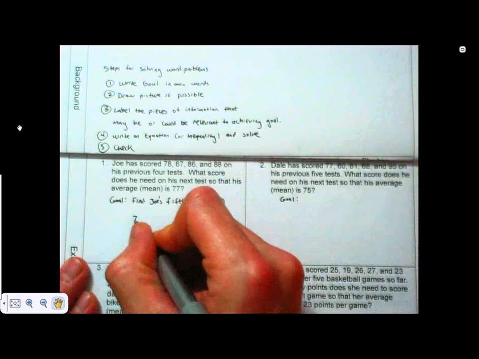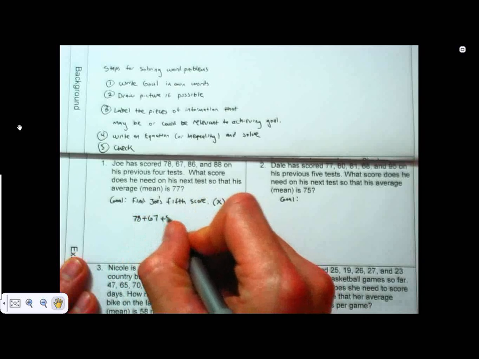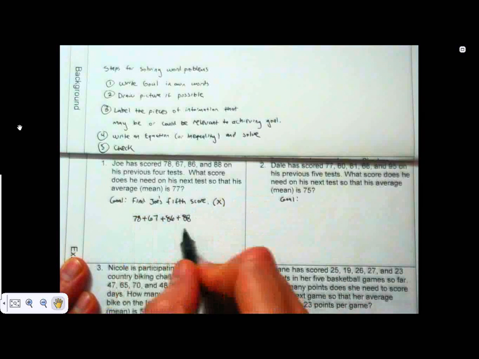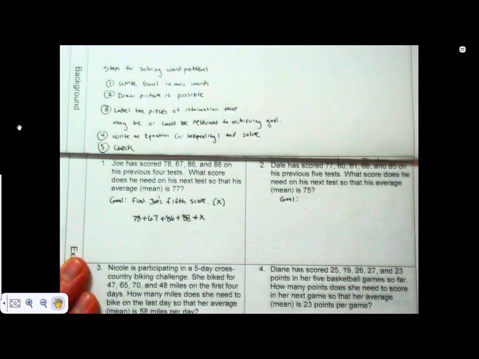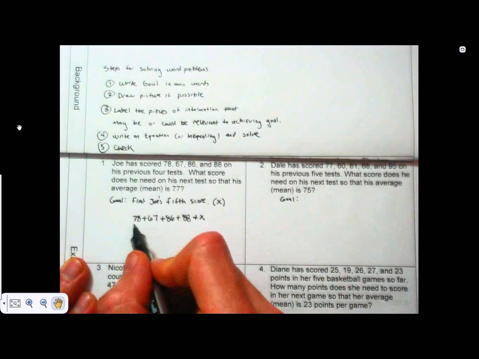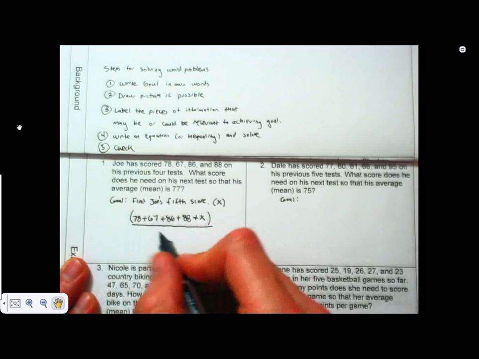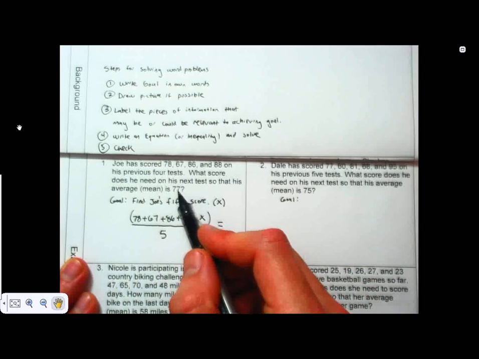we'll have 78 plus 67 plus 86 plus 88. Those are his first 4 scores. Plus we know he's going to have another score which we don't know. So I would add up all those numbers first. Then what I would do is I would divide my answer, in this case by 5, because there are 5 scores. And I know that the average that I'm supposed to get is 77.